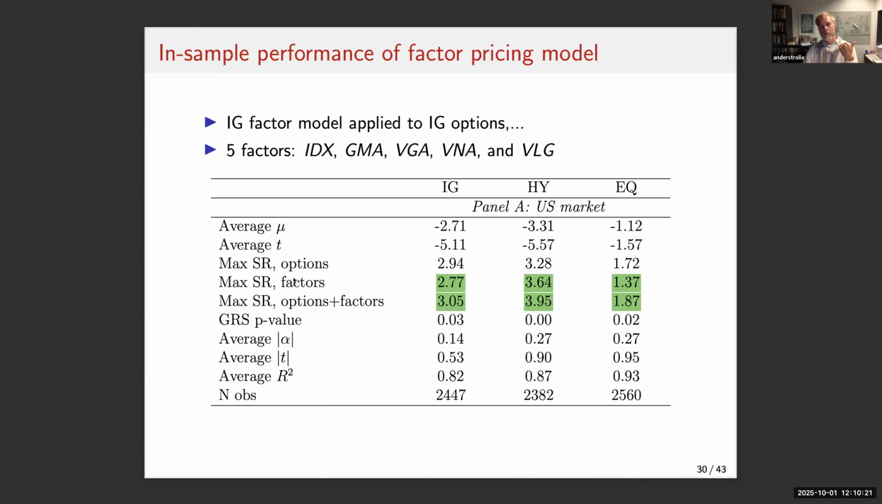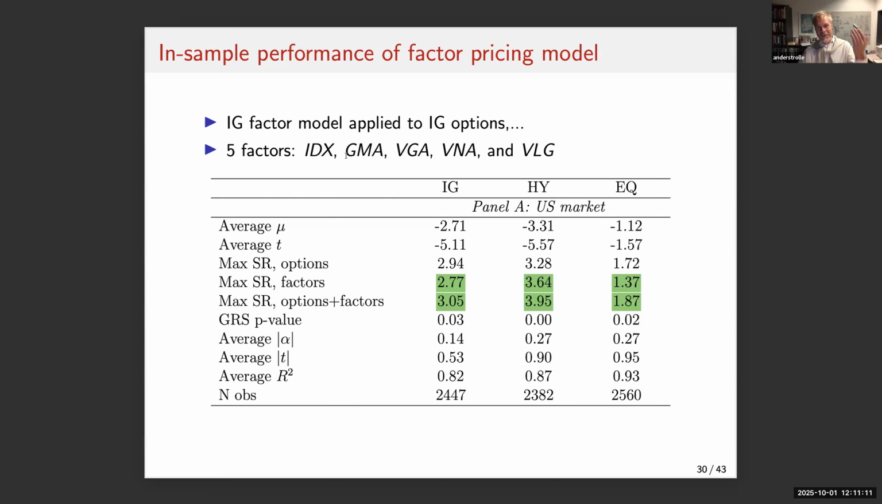So now we have a factor pricing model for index options, and now the idea is to see how well that model, constructed on the equity side from equity options, performs for pricing credit options. But before doing that, we just want to verify that this 4-factor model performs well in-sample. So in other words, we take our option factor model for the IG market and see how well it does in terms of pricing IG options. And we do the same for HY and for equity. And so we have these 4 factors. And in fact, we also throw in the index return.